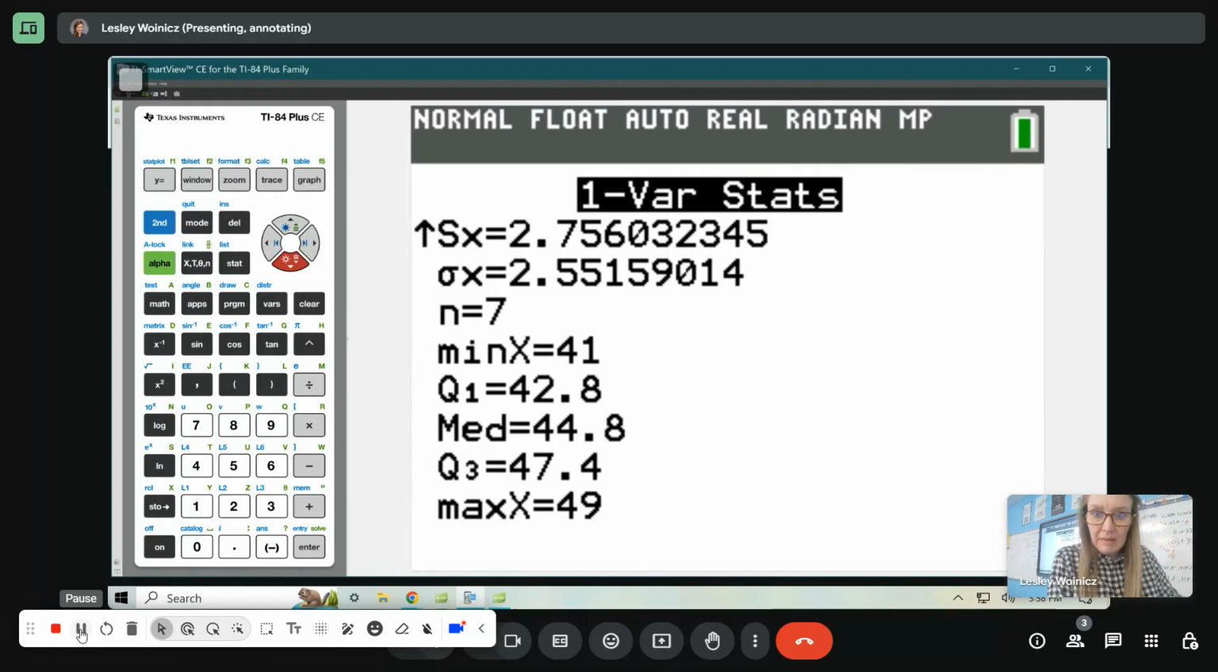My range, I just do max minus min. So 49 minus 41 is 8. Okay, my interquartile range, oof, I got 47.4 minus, so I'm going to do Q3 minus Q1. So I'm doing 47.4 minus 42.8. I put an extra minus. I'm getting 4.6.